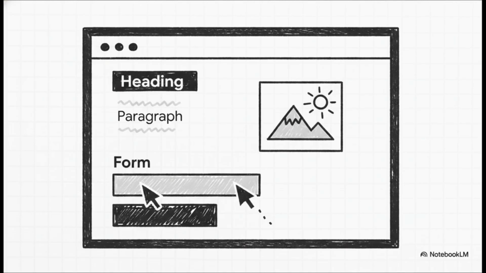HTML gives us our headings, going from a major H1 title all the way down to a smaller H6. It gives us paragraphs for text, images for graphics, and links so we can navigate between pages. But I really want to draw your attention to forms at the bottom of this list. Think about login pages, registration screens, or even just the search bar on Google. Whenever you're entering information on a website, you're directly interacting with an HTML form.